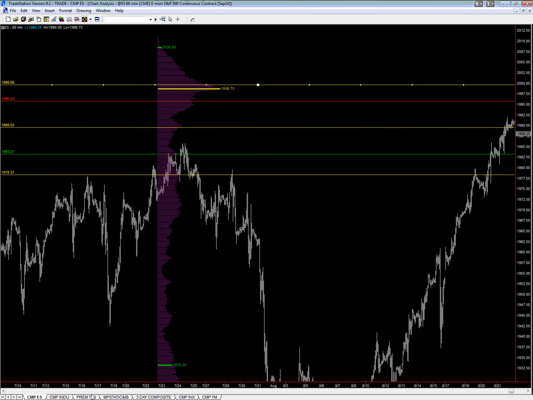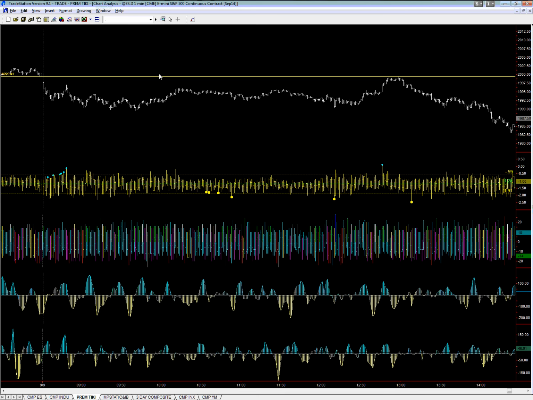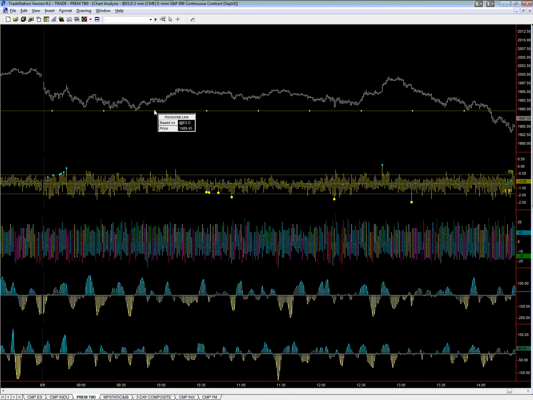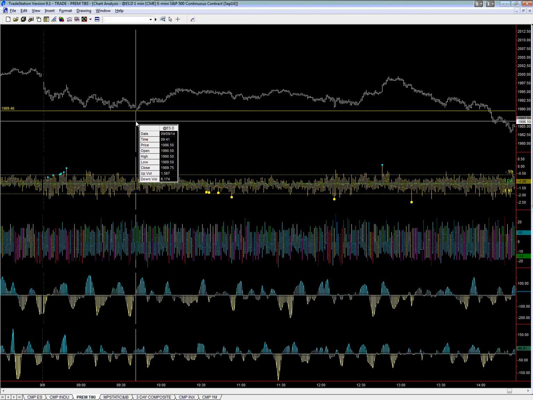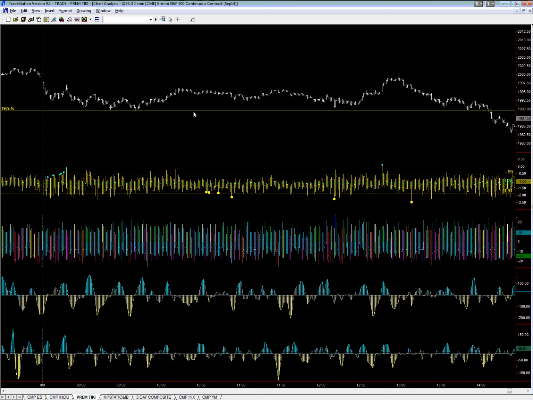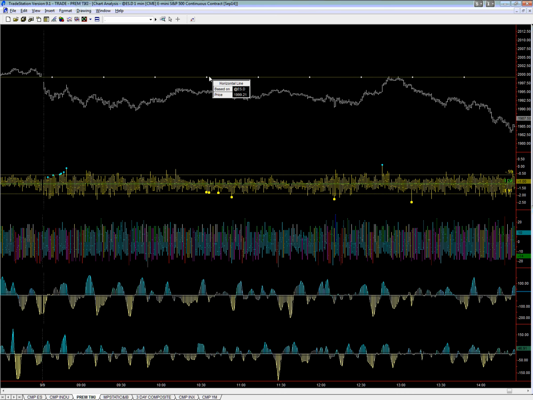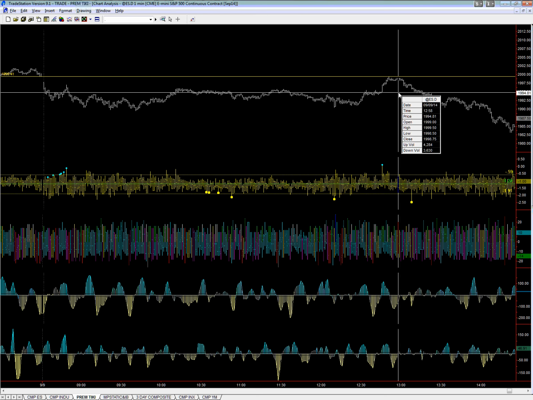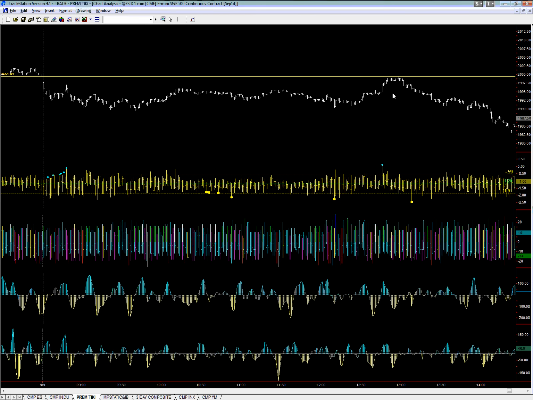What actually happened? The market moved down where? To 89.5. It moved up to where? Right in this area here. Where was that? 99.5.